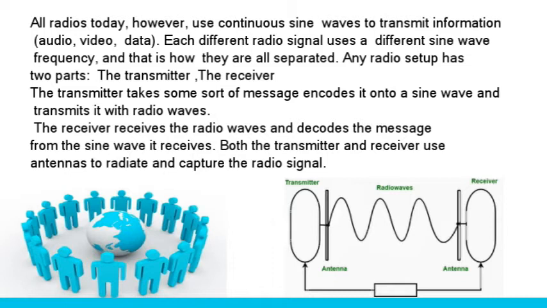Now basically any radio has two parts, the transmitter and the receiver. The transmitter takes some kind of message, maybe someone's voice, a picture, or anything, encodes it into a sine wave and transmits it as radio waves. The receiver receives the radio waves and decodes the message from the sine waves it received. Both the transmitter and the receiver use an antenna.